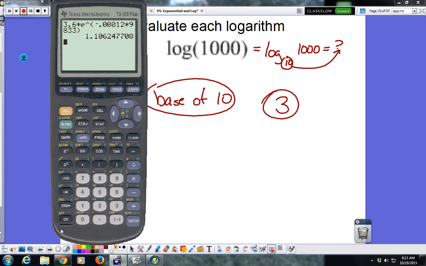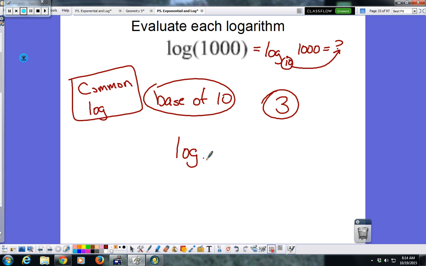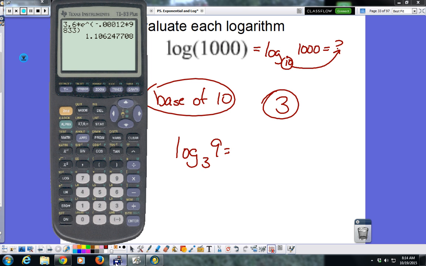The log button on your calculator is a common log. You can't type in just straight log base 3 of 9. There's somewhere you can find that on there to where you can type it in like that, but we'll have to talk about how to do it. The logs on your calculator, when you hit that log button, have no base there. It's understood to be log base 10.